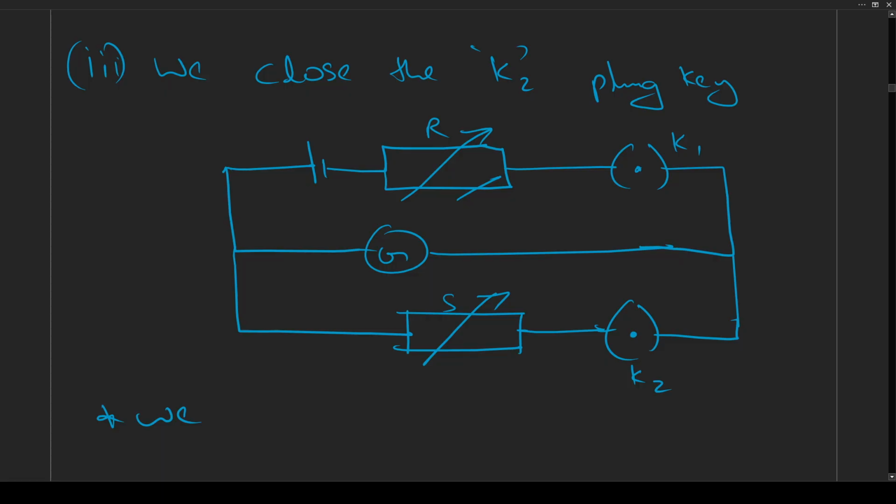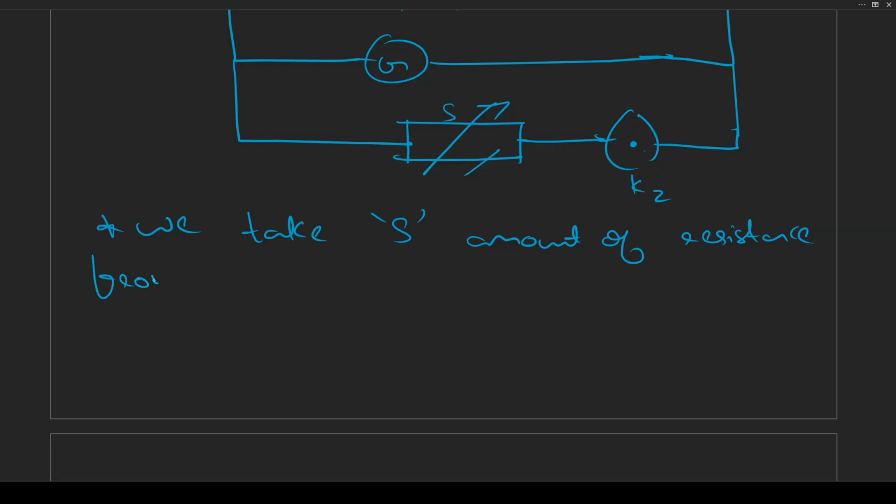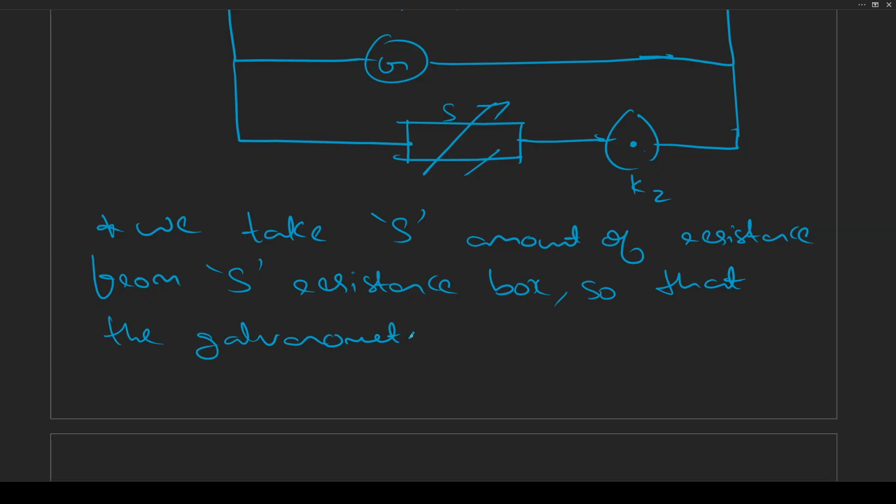Now we take out resistance from this resistance box. We take S amount of resistance from the S resistance box, after plugging this plug key, so that the galvanometer shows theta by 2 amount of deflection.